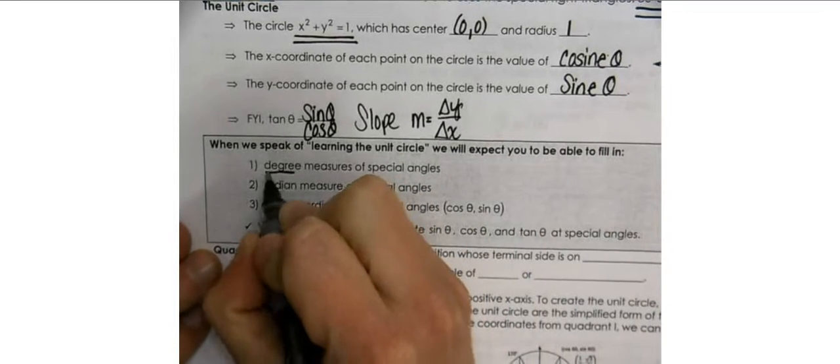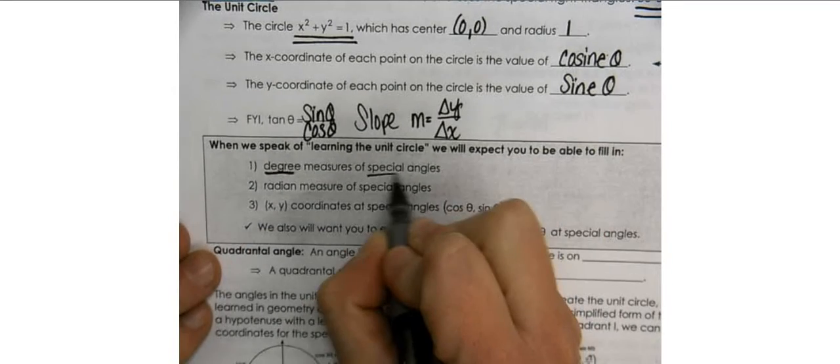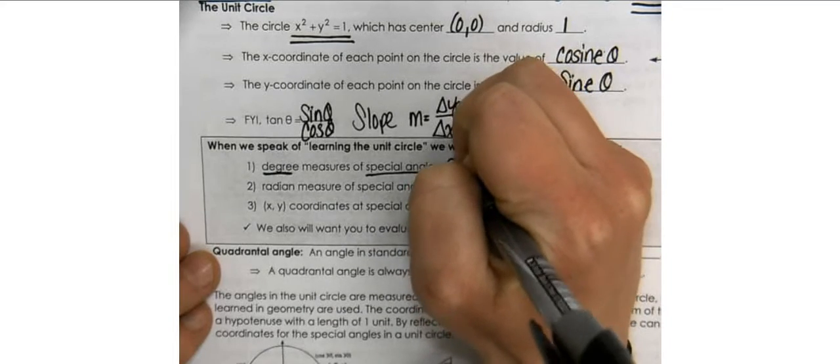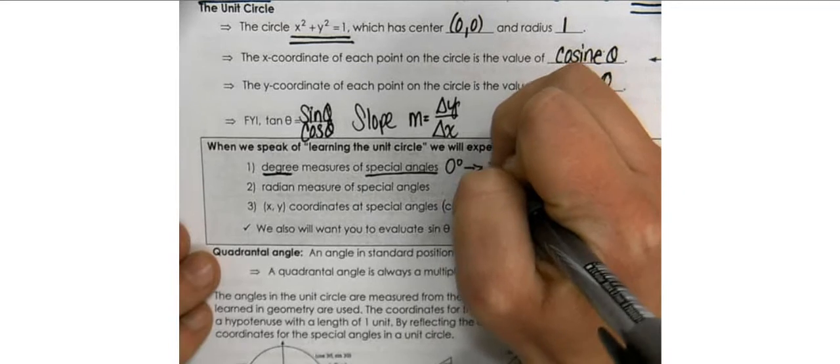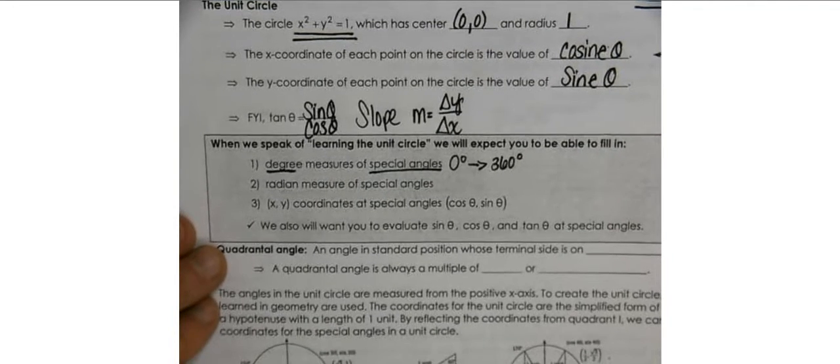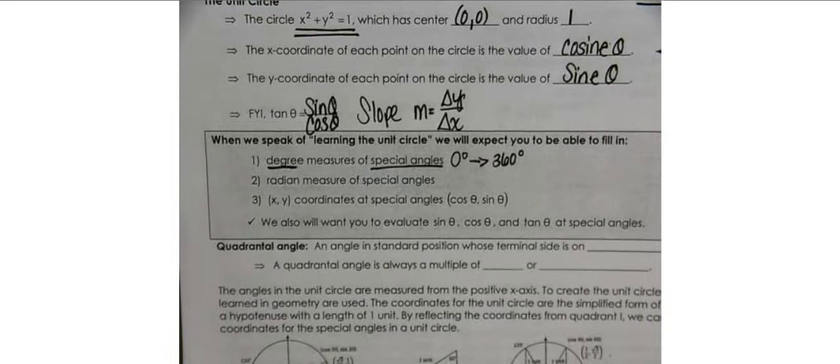So whenever we speak of learning the unit circle, we are expecting you to be able to fill in the following. Every degree measure for every special angle going all the way around the circle. So that's going from 0 degrees all the way through 360 degrees. And you'll need to name those for every single special angle. So for all 30, 60, 90 angles and 45, 45, 90 angles going all the way around the circle.